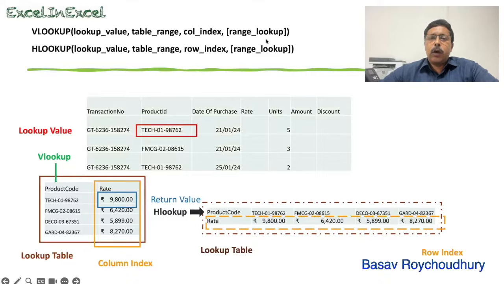And lastly, there is a range lookup. The range lookup basically asks us how the lookup needs to be made. For example, when we are looking at text 98762 and we are using a Vlookup and we are searching for it, the question is, are we looking for an exact match? Now in this case, of course, we are looking for an exact match, but then there can be a scenario where we are looking for an approximate match. So range lookup basically talks about that.